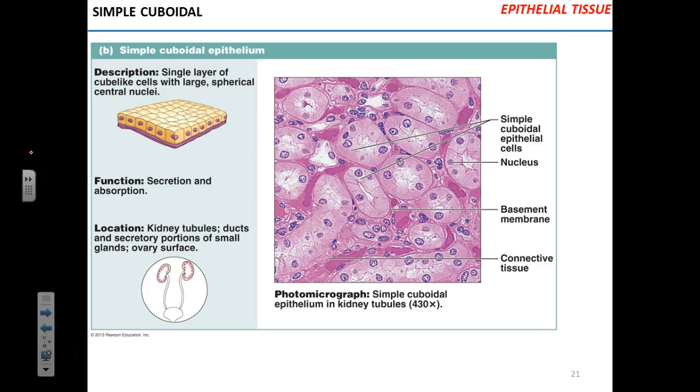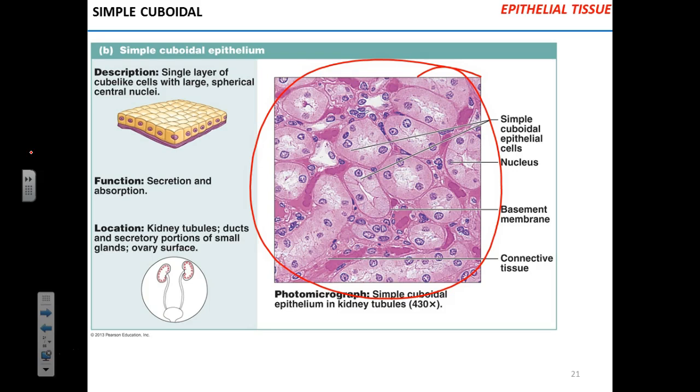Where are you going to find cuboidal epithelium? Kidneys, tubules of the kidneys. There's a lot of absorption and a lot of secretion. Glands, many different glands, like the thyroid gland. That's the picture of a kidney tubule and thyroid gland. You're going to find cuboidal cells too. Ovaries, a lot of secretion in ovaries. Okay. Again, simple cuboidal isn't very good at withstanding mechanical assault.